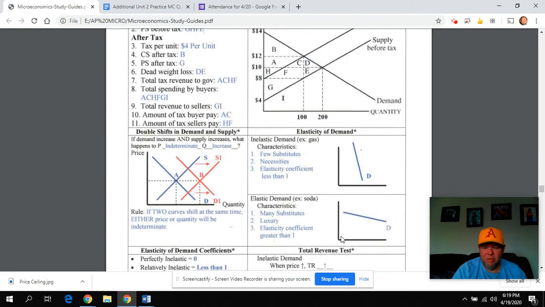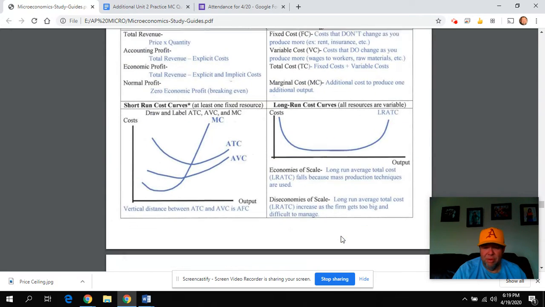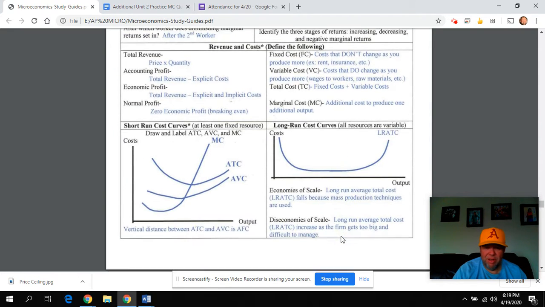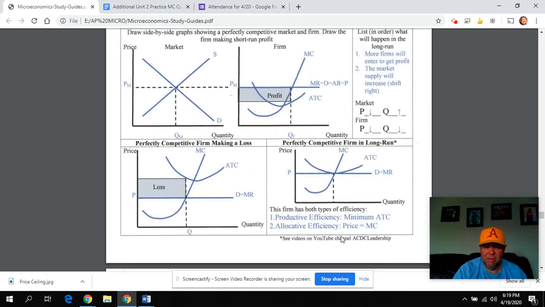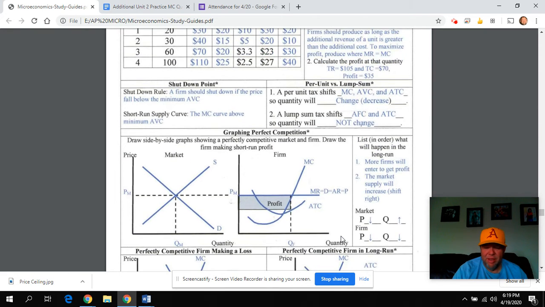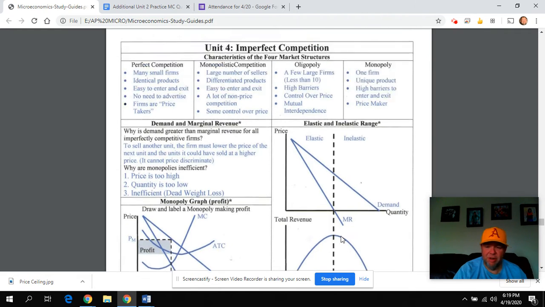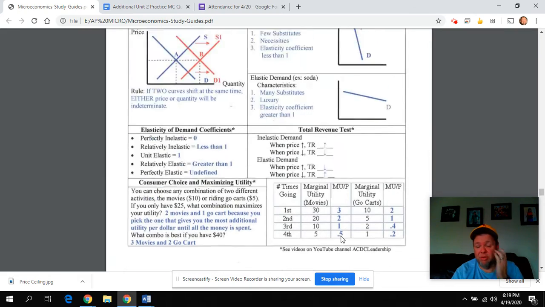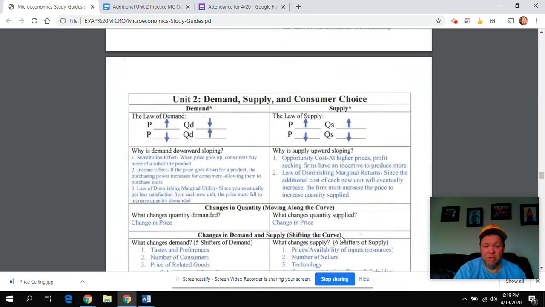Right. So that's what we're going to look at today is Unit 2, and then we will do Unit 3, which is perfect competition, and right here, perfect competition. And then we'll do all the other stuff, monopoly, monopolistic competition, all that. So you can start working through the review sheet. We're just working on Unit 2, which is supply and demand.